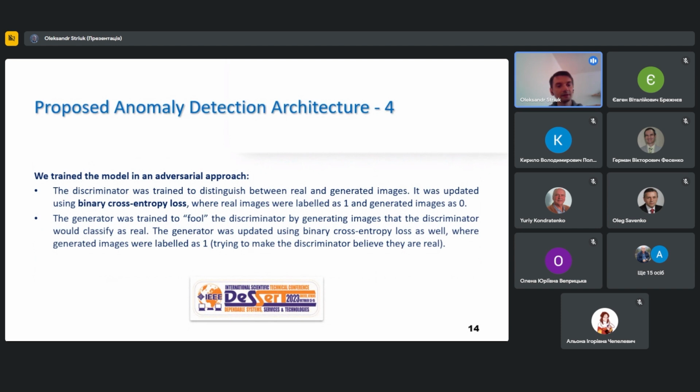We trained the model in an adversarial approach. The discriminator was trained to distinguish between real and generated images. It was updated using binary cross-entropy loss, where real images were labeled as 1 and generated images as 0. The generator was trained to fool the discriminator by generating images that the discriminator would classify as real. The generator was updated using binary cross-entropy loss as well, where generated images were labeled as 1, trying to make the discriminator believe they are real.